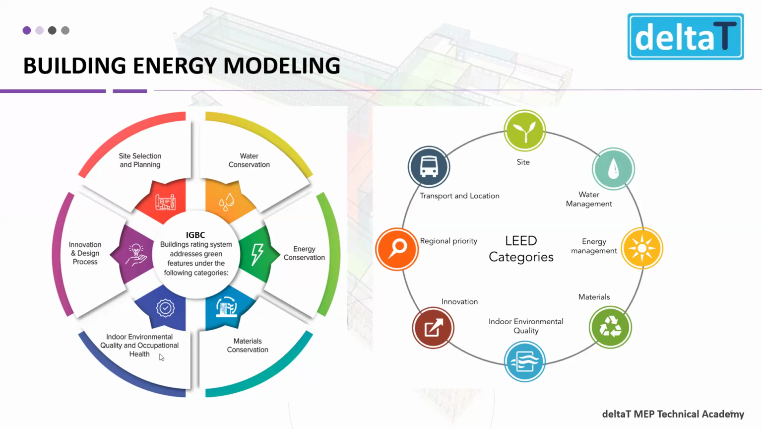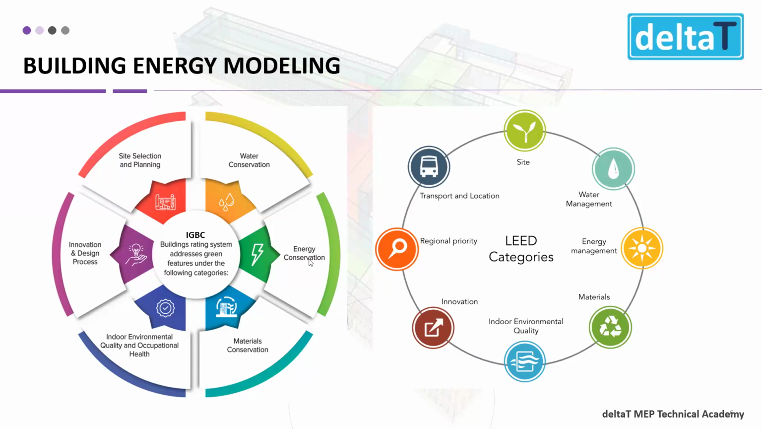And here we have indoor environmental quality and occupational health, like the indoor temperature we need to maintain. Then material conservation: which type of material we are using in the building industry. In Hyderabad we have a green building, the Godrej green building. They use brickwork made of ash material, which has less heat transfer, and it is also very good.